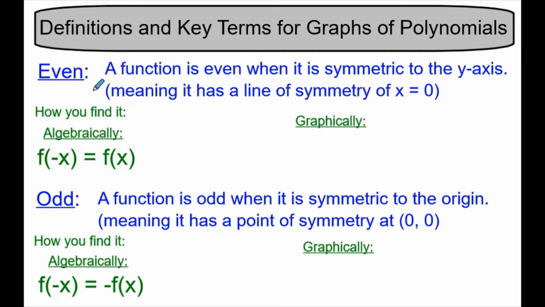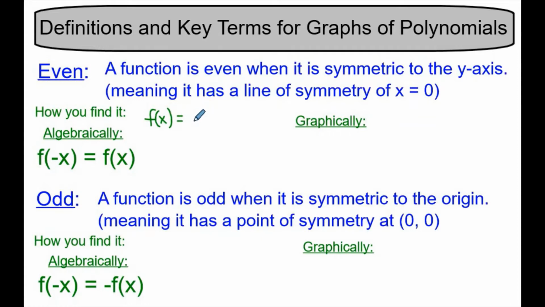So to go to a couple more, here's a new one called an even function. A function is even when it's symmetric to the y-axis, meaning it has a line of symmetry of x equals 0. Algebraically, you find that by plugging a negative in, and the negative will be canceled out by the evenness of the function, and you get f of x back out. A very obvious even function is the quadratic.